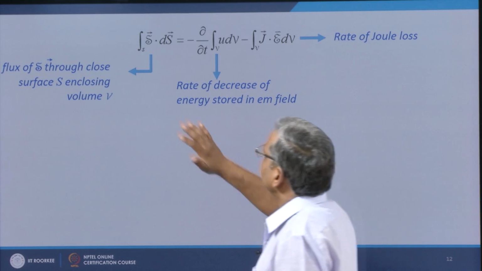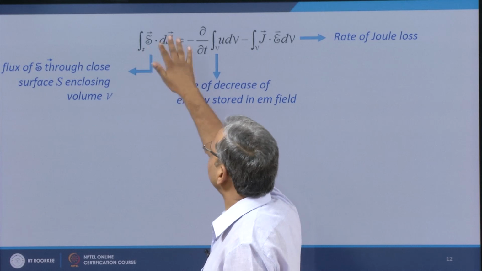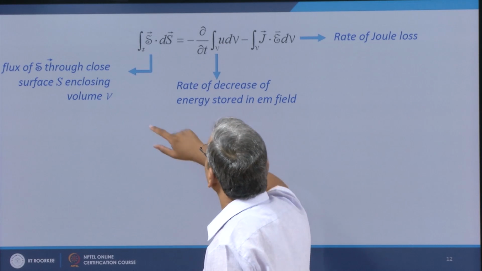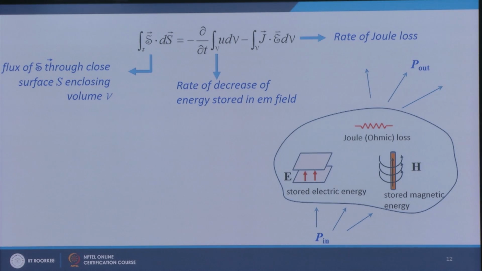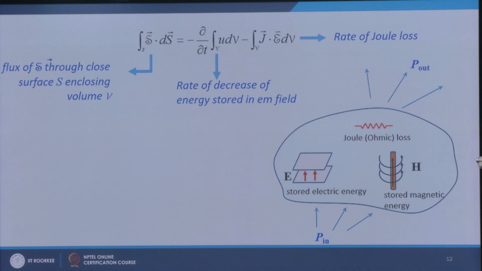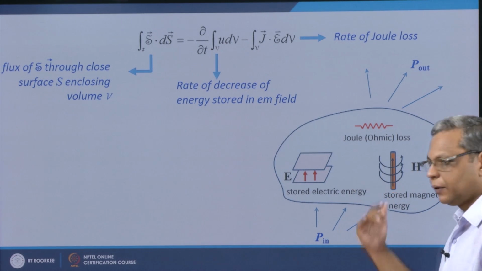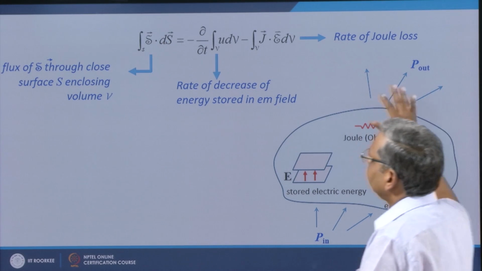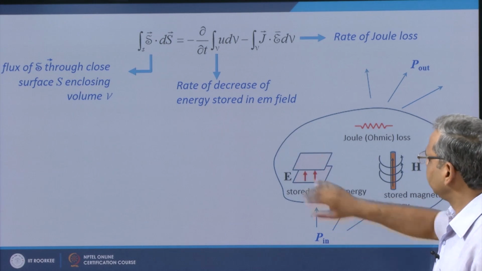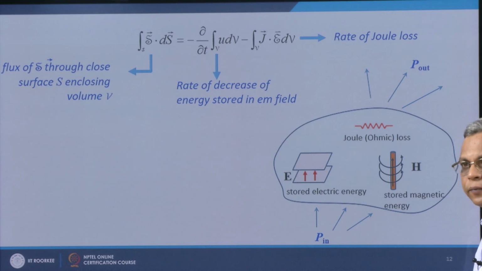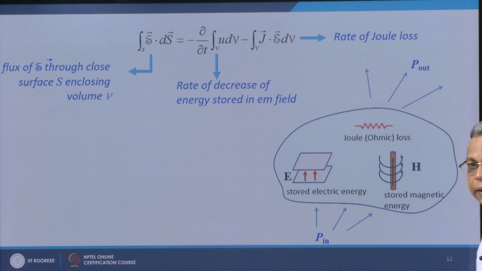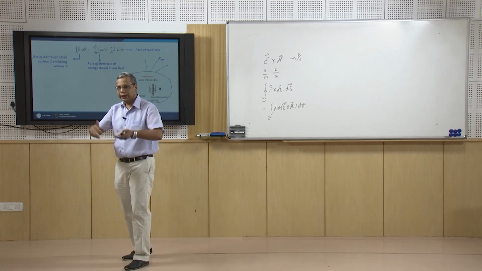So, if I look in this form, S dot dS is nothing but the flux of this vector S through the closed surface S, which encloses this volume V. If this is the volume and this is the surface area S, and I have some power P in, some power P out, then this is the net outward flux through this volume. And what is happening here? I have the stored electric energy, stored magnetic energy, and Joule loss.